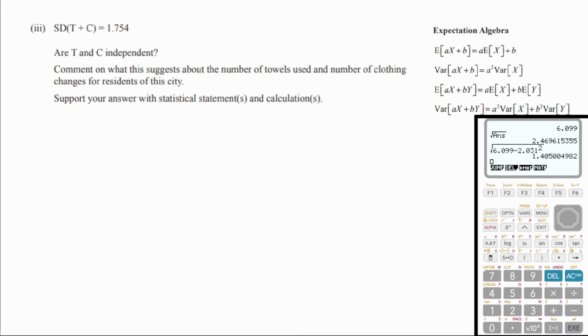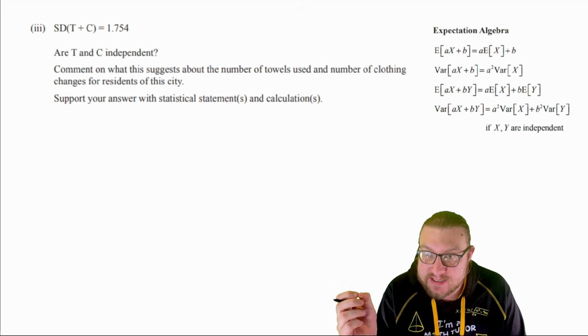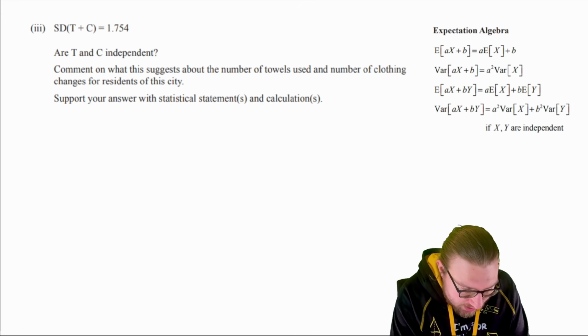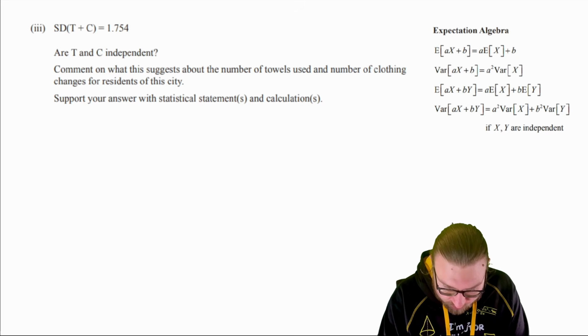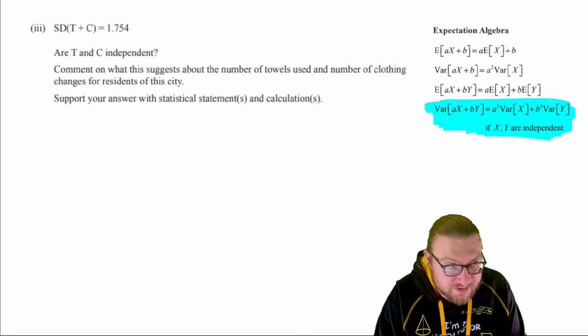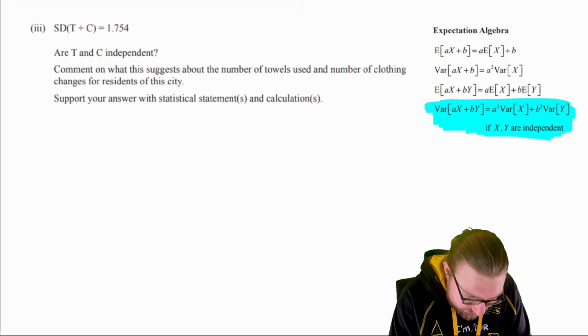We have been given that the standard deviation of T and C combined is 1.754. And the question is, are they independent? All this is a little bit of algebra, but you don't need to really understand too much of what all of these expectation formulas mean. What you need to see here is that this formula is true if X and Y are independent. If you want to get the higher marks, you need to know how this works.